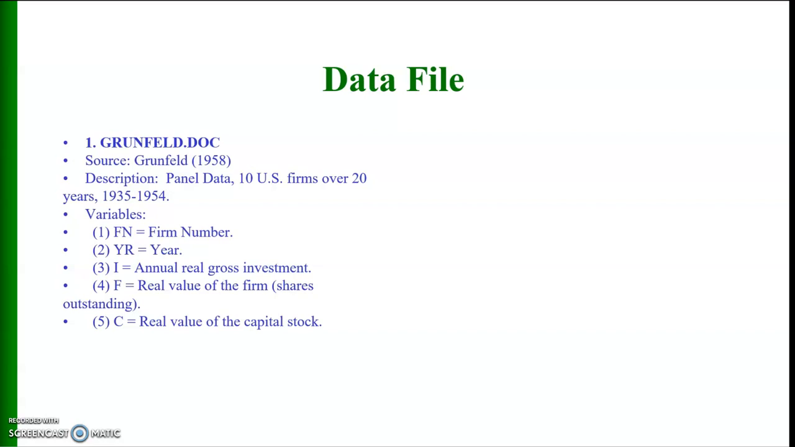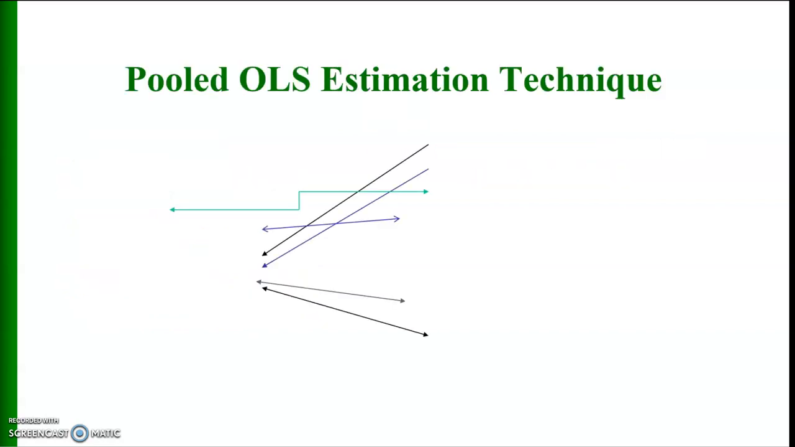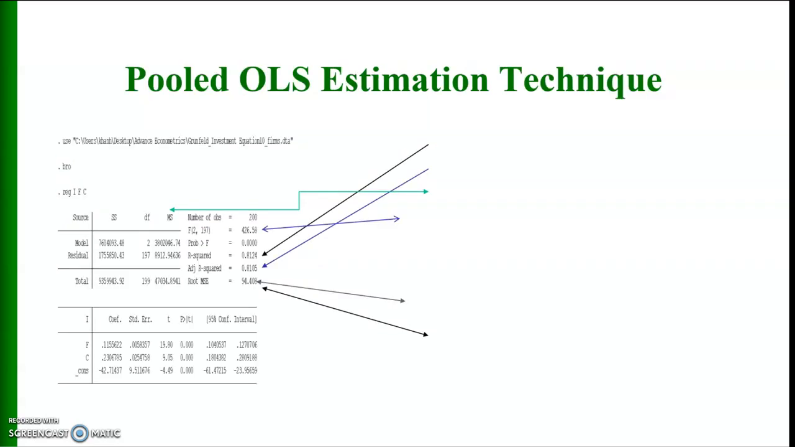Before I show you the actual estimation in the data, I will share with you the results of the estimated models that I have already done. So let me start with the pooled estimation technique, and this is the command for it: reg I F C. So I'm regressing real gross investment on firm value and capital stock, and these are the various values. Now I have given the explanation of various variables here.